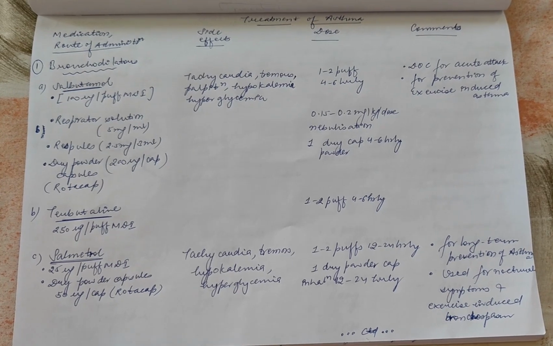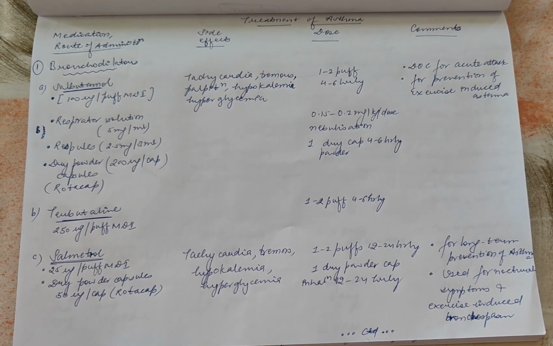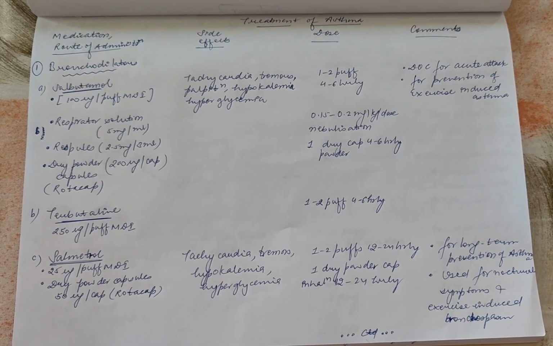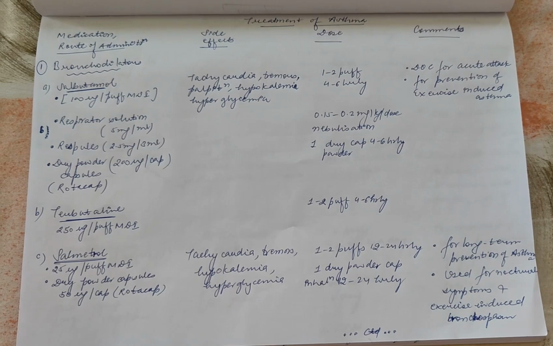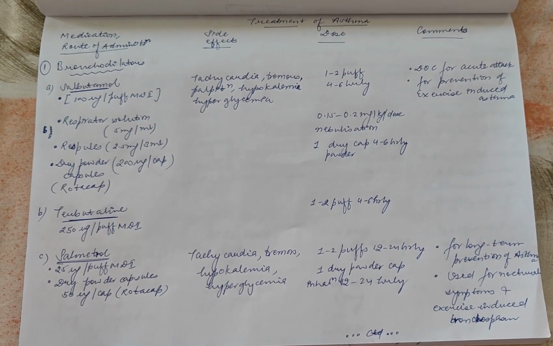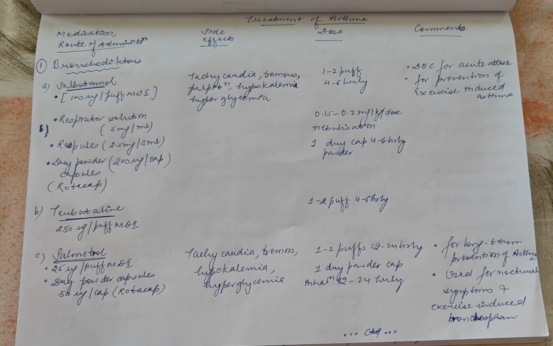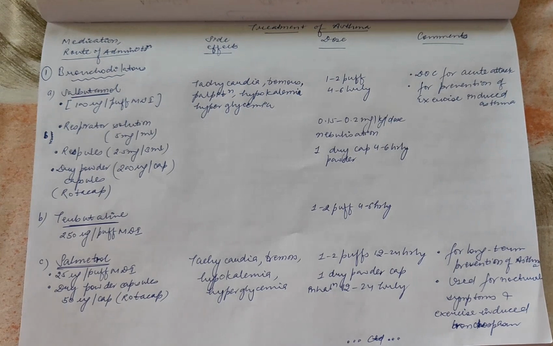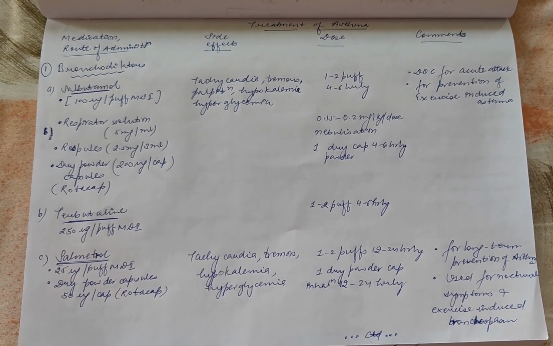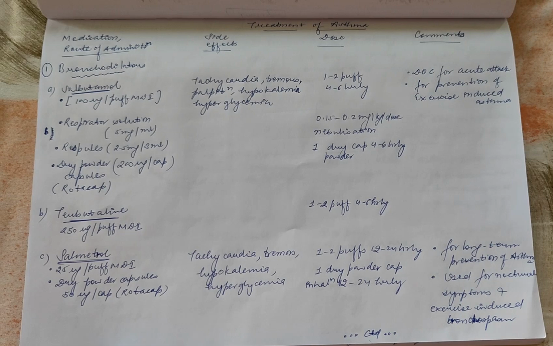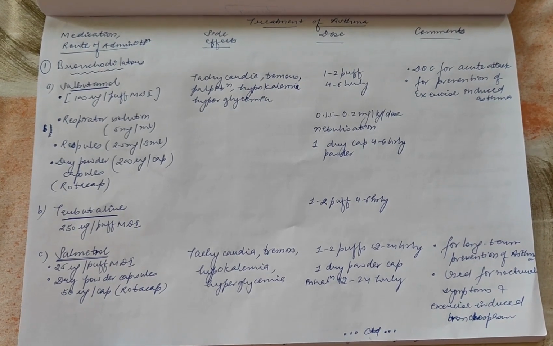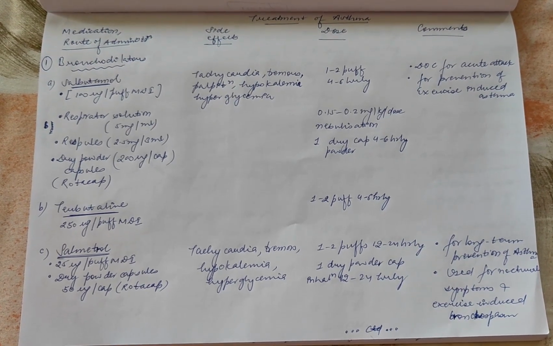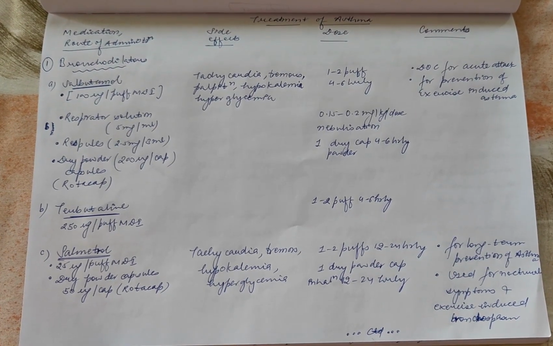The common side effects include tachycardia, tremors, palpitation, hypokalemia, and hyperglycemia. The dose of salbutamol is 1 to 2 puffs 4 to 6 hourly, and as respiratory solution or respules it's used for nebulization at 0.15 to 0.2 milligram per kg per dose, and as Rotahaler it is given 1 dry capsule 4 to 6 hourly. The special comments: salbutamol is a drug of choice for acute attack of asthma and is also used for the prevention of exercise induced asthma.